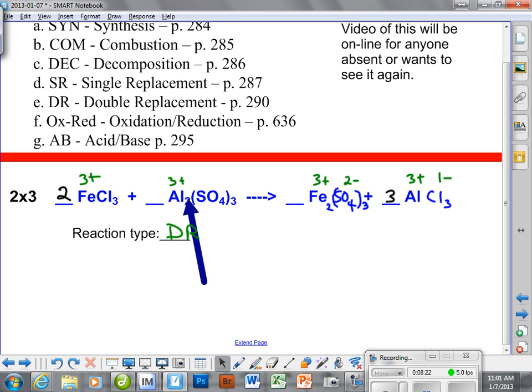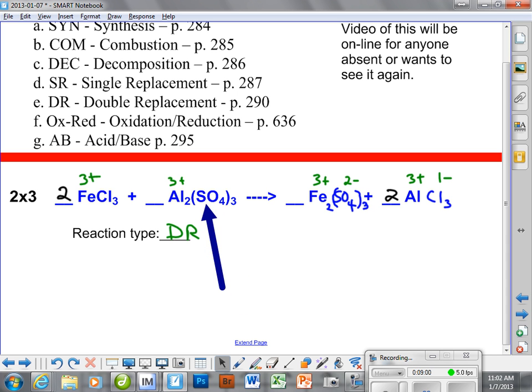Well, the error is right here. The aluminum here was 2. The aluminum over here should also be 2. So I messed up there. So let's get that fixed up. And now we have 2 aluminums over here, and now we have 2 aluminums over here. So let's go to the chlorides again. We have 3 times 2 is 6, and now the chlorides are 2 times 3, which is 6. So chlorides are balanced, and aluminum and iron are balanced.